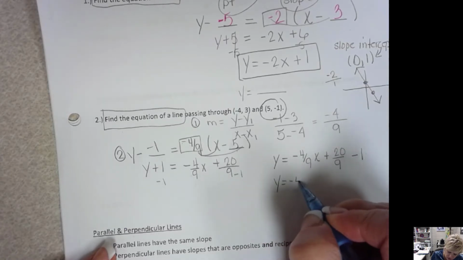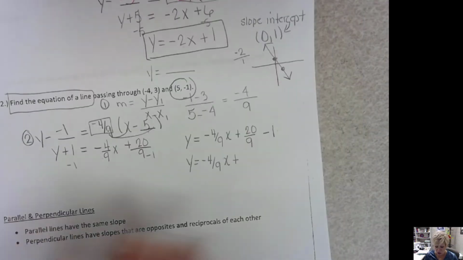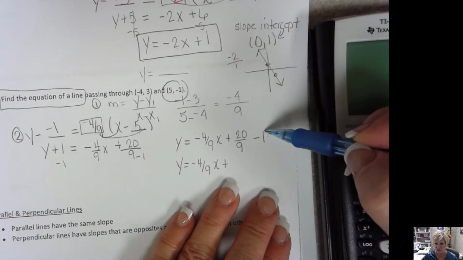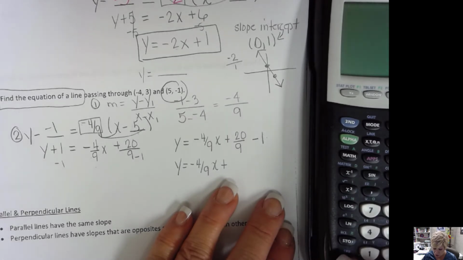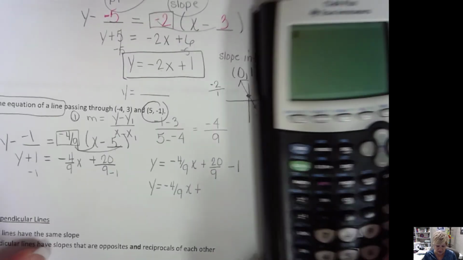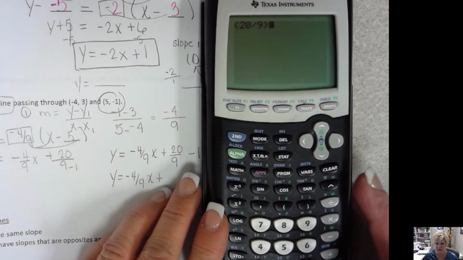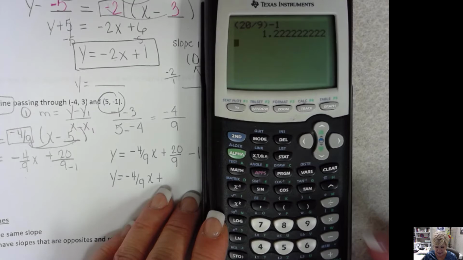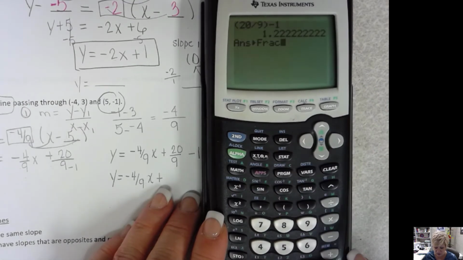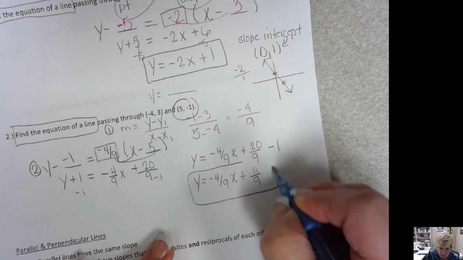And I don't have a problem with you using your calculator for this. It'd be kind of easy, actually. Or you can change 1 to 9 over 9. Remember, you have to have common denominators. Or you could use the fraction function on your calculator. Make sure you plug it in parentheses, though. 20 over 9 minus 1. So it's a decimal right now, but we need a fraction, because I don't want decimals, remember? 11 over 9.